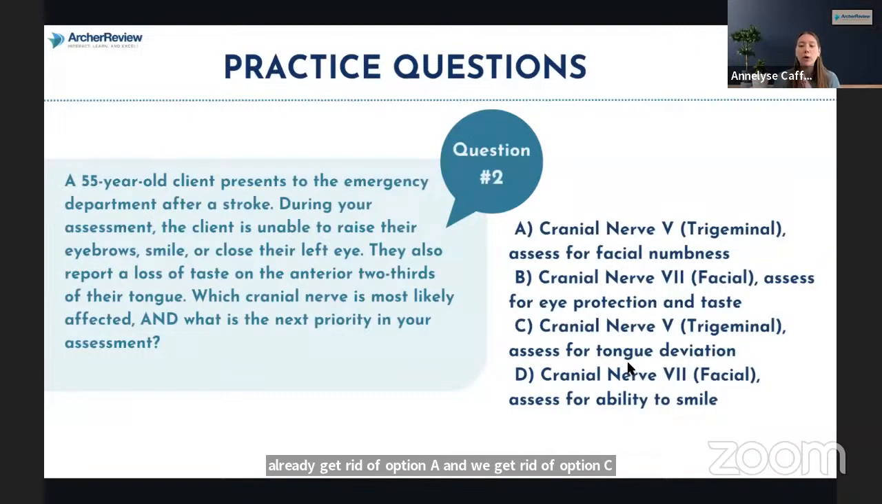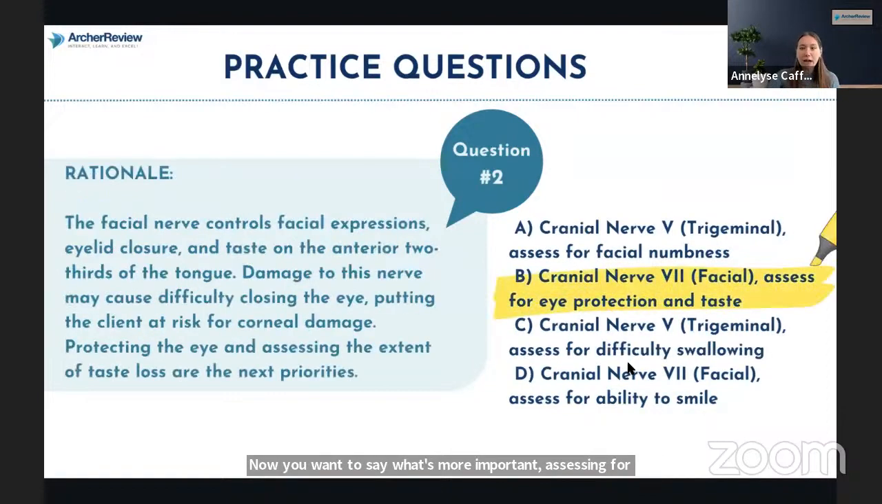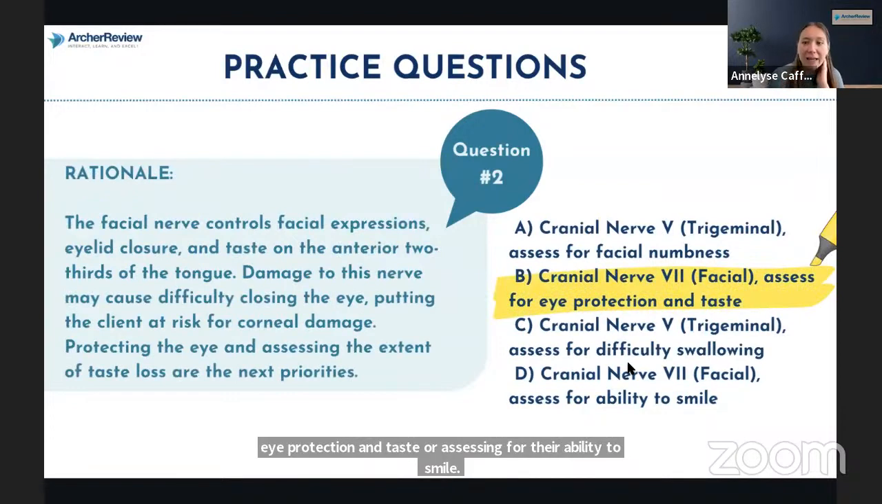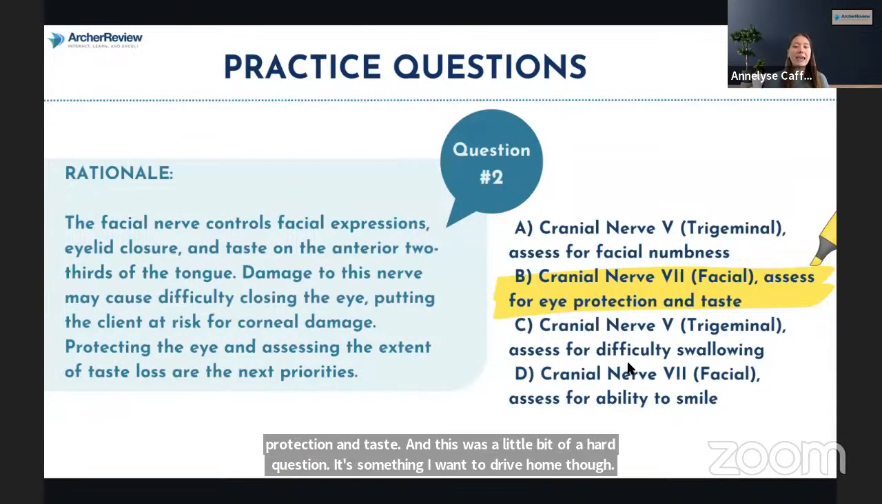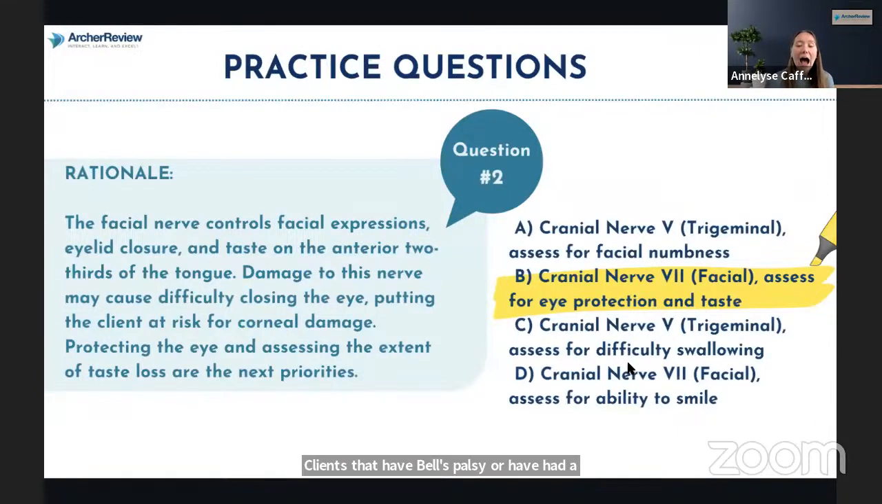Now you want to say what's more important, assessing for eye protection and taste or assessing for their ability to smile? Well, like all you guys put, it's going to be B, eye protection and taste. And this was a little bit of a hard question. It's something I want to drive home though. Clients that have Bell's palsy or have had a stroke and they can't close their eye, they're at high risk for blindness or corneal ulcers.